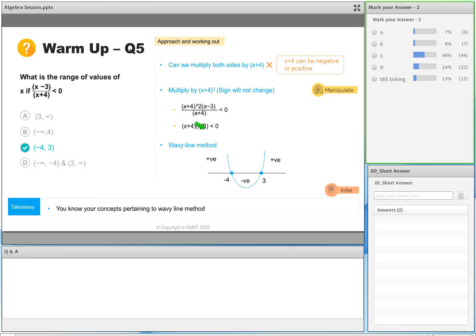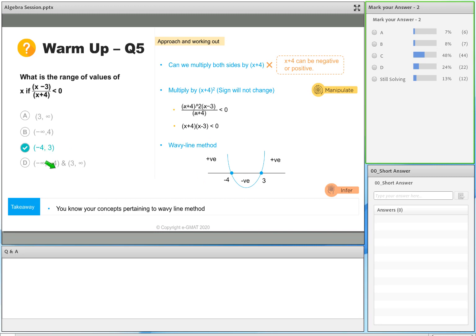Now this is the same format as you saw in the previous question. Just get your 0 points or your break points as negative 4 and 3. Draw the wave from the top right hand corner. Yet again, see how the coefficients are positive? So you're free to do that. Then keep switching from above to below, from below to above the number line, and ultimately see what you want. You want it to be less than 0. Where is it less than 0? When it's below the number line. So between negative 4 and 3, and C is the correct answer.